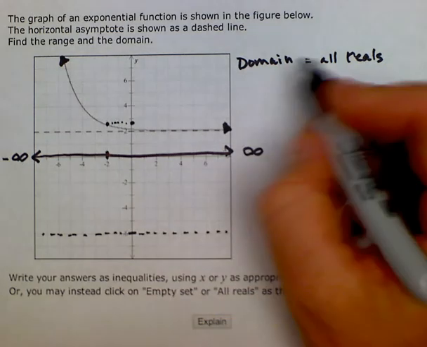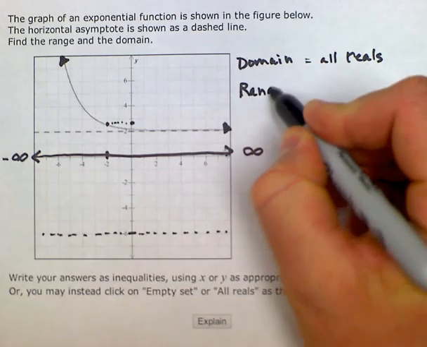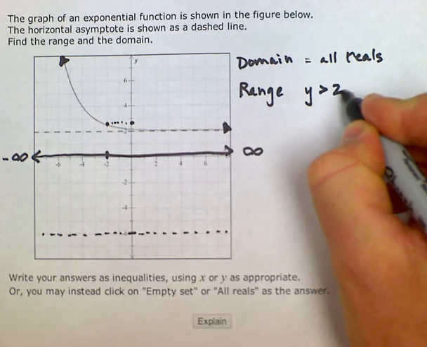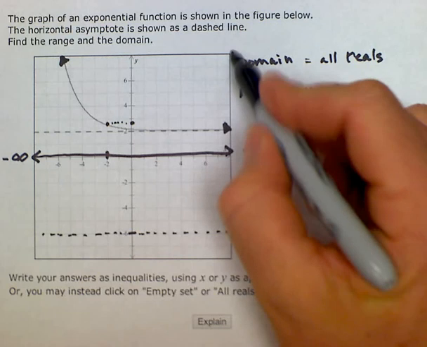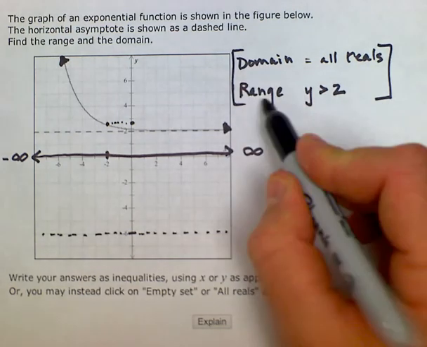So our range then, all values, y is greater than 2. Y is greater than 2. So this right here satisfies what it's asking us to do. The domain is all reals, and the range y is greater than 2.